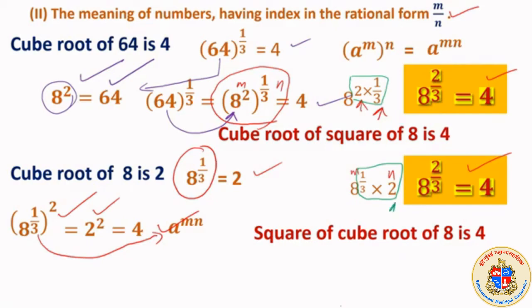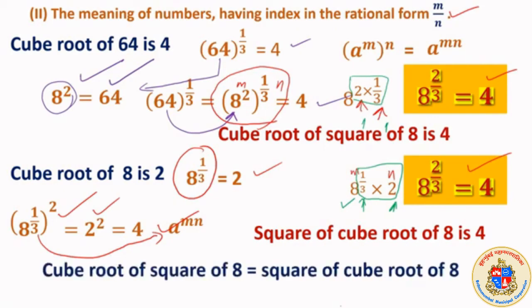Square of cube root of 8. Here cube root of square of 8 is 4. Both are the same. That is why the heading is meaning of numbers having index in rational form. Meaning में थोड़ा difference. Meaning अपने आप को अपने हिसाब से निकाल सकते हैं. Just एक structural study जैसा है. So we conclude that cube root of square of 8 and square of cube root of 8 both are the same.